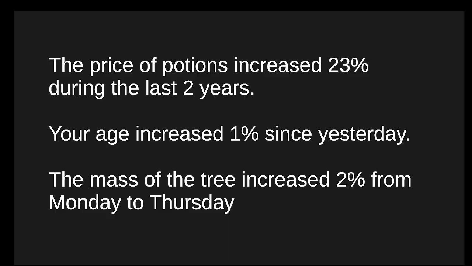The default assumption is you compare the way something was during the past to the way something is now. So the price of potions 2 years ago and the price of potions now, or your age yesterday and your age now. But this last example is different. It mentions 2 times, Monday and Thursday. So you compare those two. The mass of the tree during Monday and the mass of the tree during Thursday.